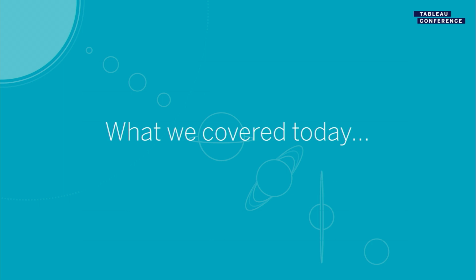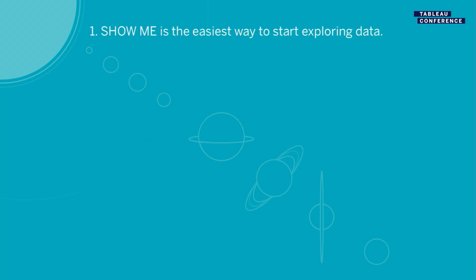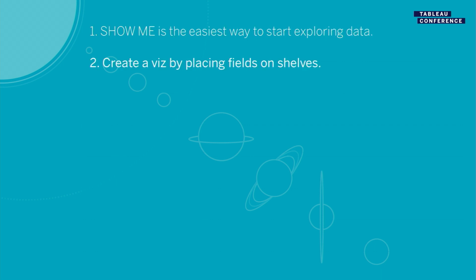So with that in mind, what we covered today and what we showed you at the top of the talk is that Show Me is the easiest way to start exploring data. If you remember, we selected some fields on the left, and we clicked horizontal bars, and it just made us a visualization. Next, you can create a viz, or visualization, by placing fields on shelves. Examples of shelves are columns, rows, and the marks card.